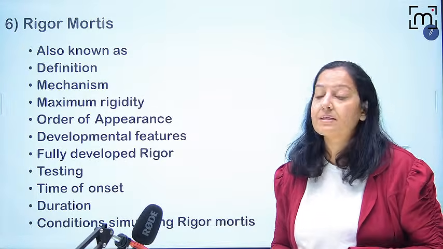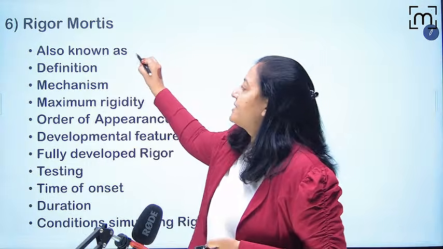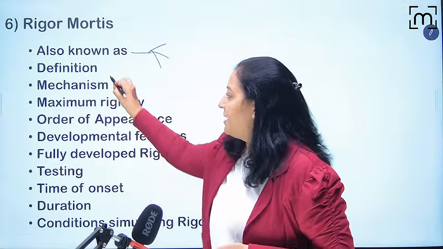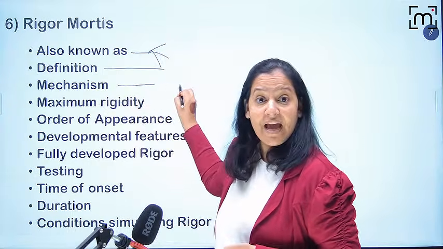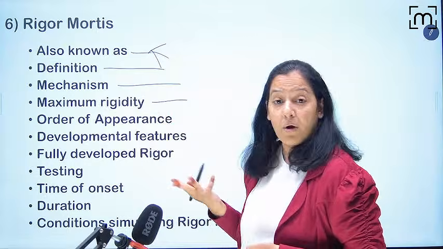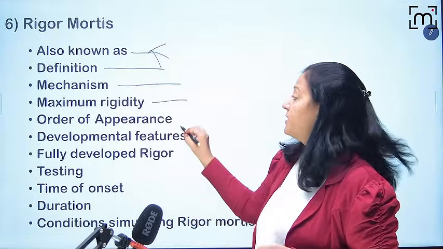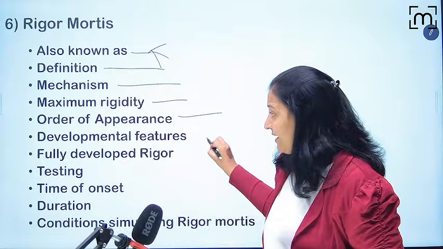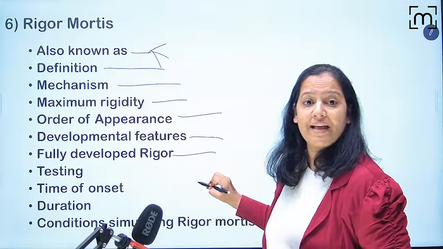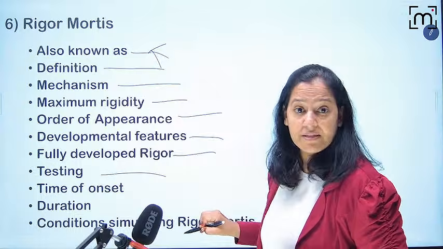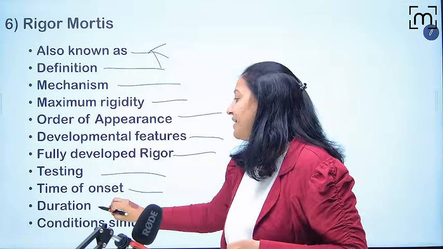Chal, rigor mortis. So rigor mortis is also known as, tell me other names of rigor mortis. Then tell me its definition. Most important is mechanism. Maximum rigidity at what time after death? What is the order of rigidity? How developed? Fully developed rigor looks like what? How to test whether the rigor mortis has developed or not? Time of onset, what is the duration?